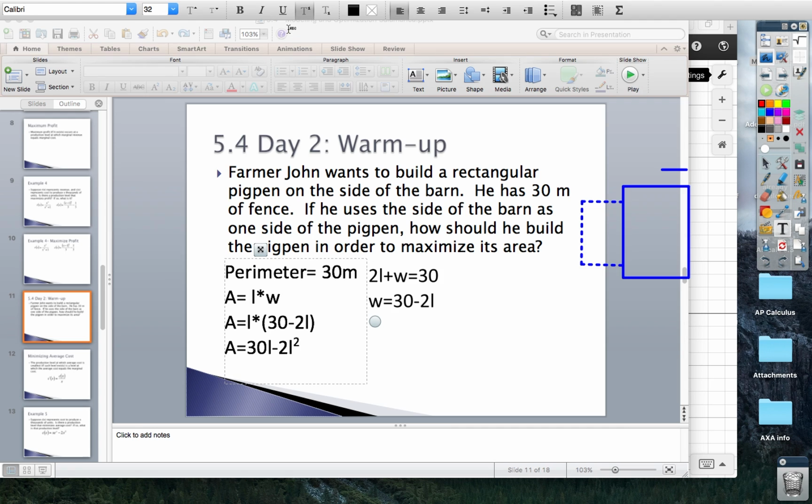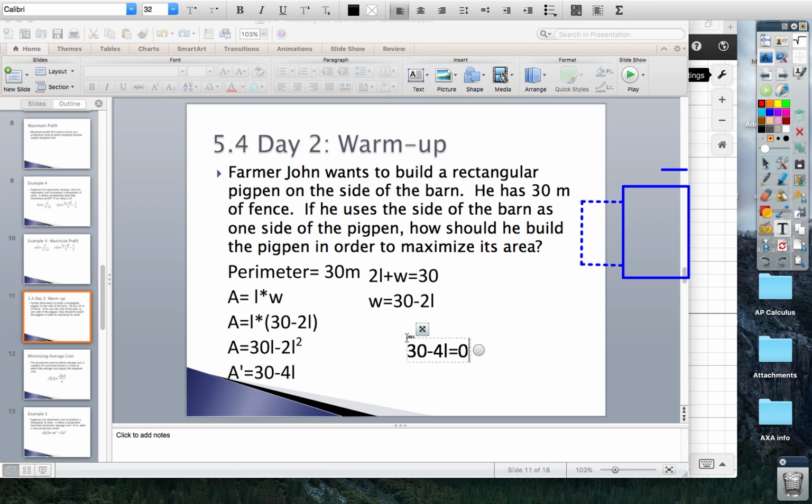Now what we need to do, if we're trying to maximize, is take the derivative. So this becomes 30 minus 4L. That's going to be the first derivative for our area. Now we take our 30 minus 4L and set that equal to 0, because we're trying to maximize. We find that L is equal to 30 fourths, and that 30 fourths is equal to 7.5 meters. So the length has to be 7.5 meters if we're trying to maximize that area.